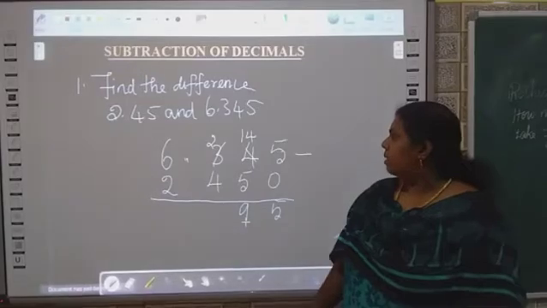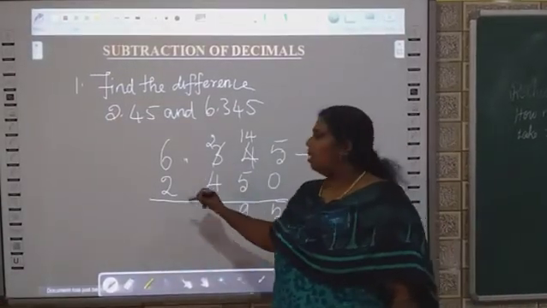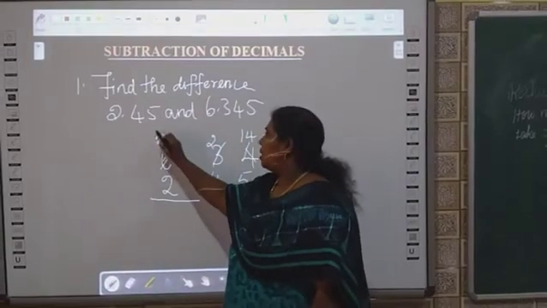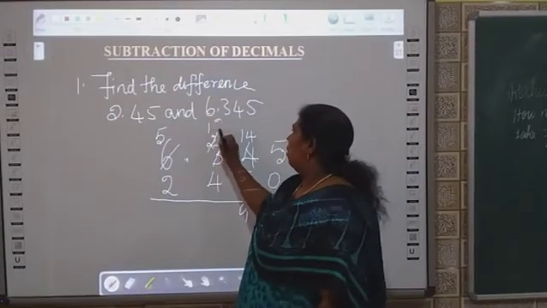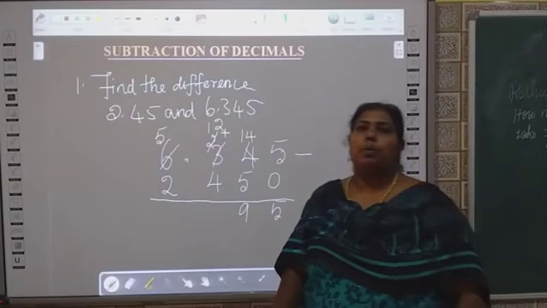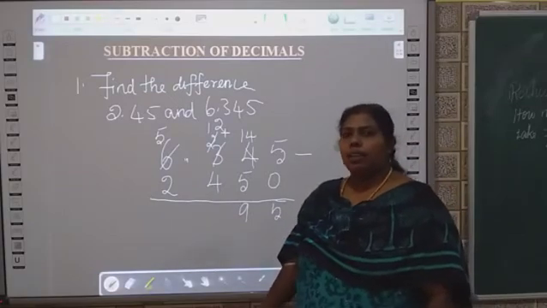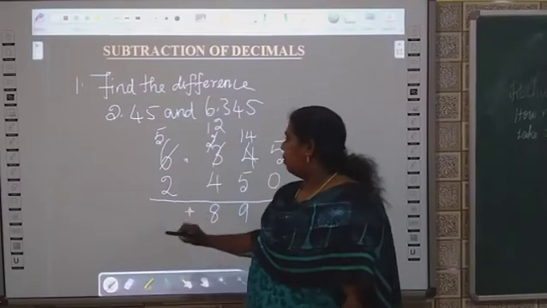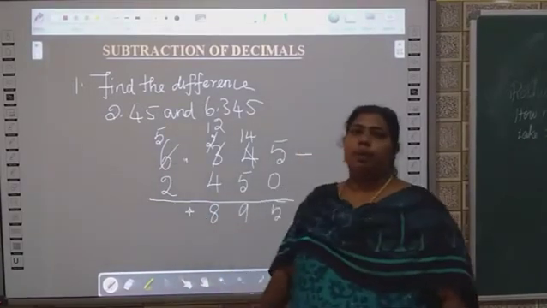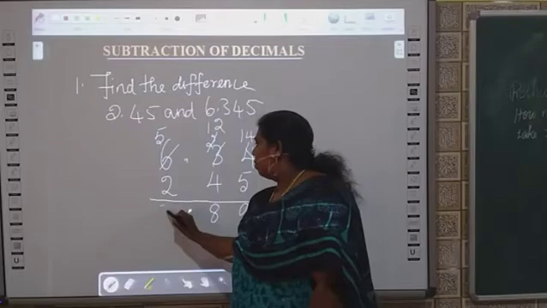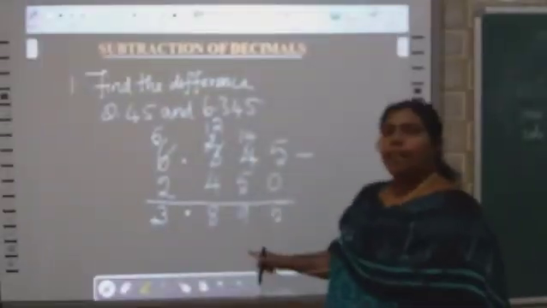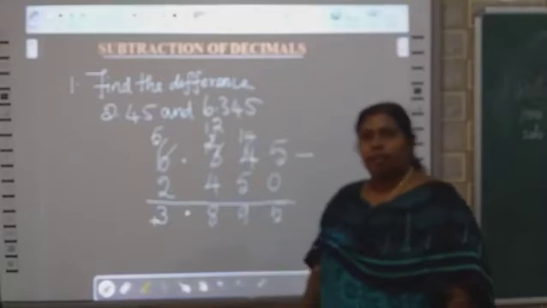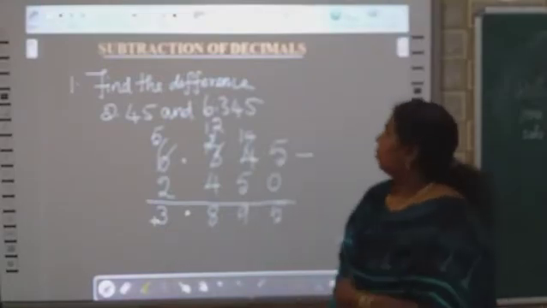Isn't it? Next. 2 minus 4. It's not possible. Then you have to borrow from here. If you borrow from here means here 5, here 12. 12 minus 4. What is the answer? Yes, 8. Next, decimal value. 5 minus 2 is 3. 3.895. Do you understand? One more example.